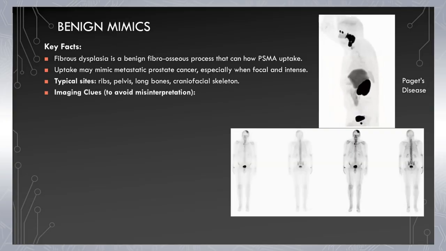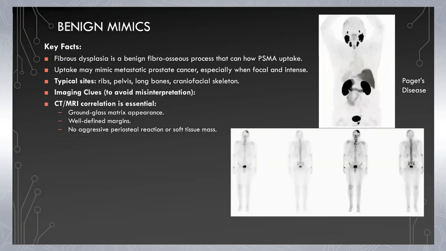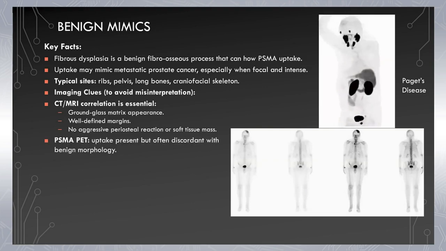The imaging clues are that on CT or MRI, the lesion is oftentimes ground glass centrally and has well-defined sclerotic margins and has no aggressive periosteal reaction or soft tissue mass. PSMA uptake may be present, but it's often discordant with benign morphology. So it's very important to go back and correlate with previous cross-sectional imaging so we don't overcall a solitary metastasis.